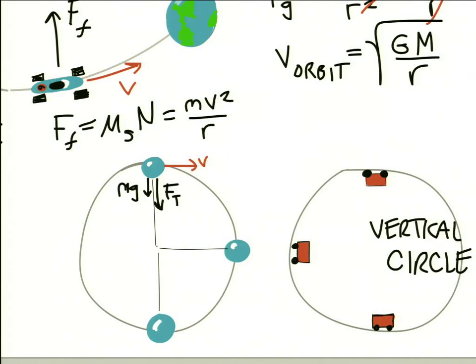Now, if we were to do an equation in this case right here, using our rule of towards the center being positive, we'd have a force of tension plus the weight, mg, is equal to mv squared over r. And that's going to be the difference now when we do our sum of the forces, you'll have more than one force.